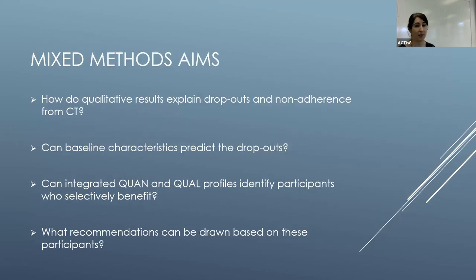So the aims of this analysis were to look at how the qualitative results from the interview study explain dropouts and non-adherence to the training program, and whether the baseline characteristics of the people who dropped out can also help predict that. We then looked at the quantitative and qualitative profiles, so looked at the outcome measures to see if there are some participants that benefit more than other people, and what recommendations we can maybe draw from what we learned from this study.